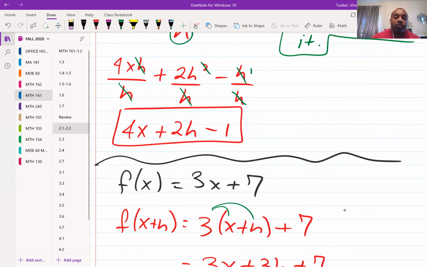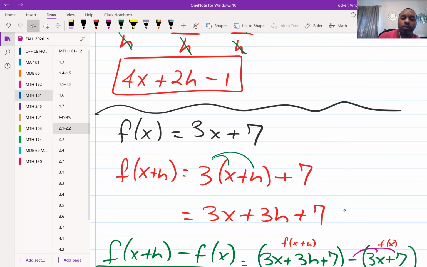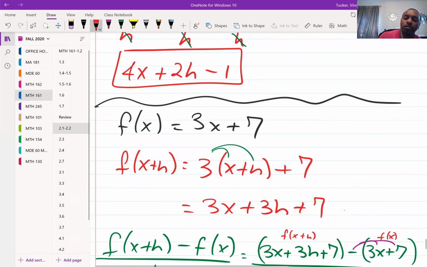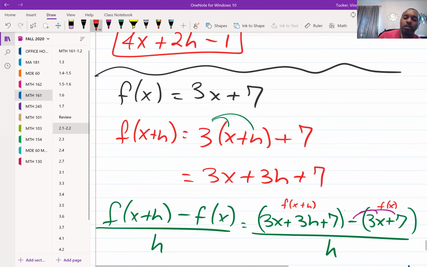But f of x plus h would be 3 times x plus h. You just take x plus h and plug it in where you see x. And so you distribute. So that's this expression right here. That's f of x plus h. 3x plus 3h plus 7. And so now once you have f of x plus h, you can plug them into the formula.